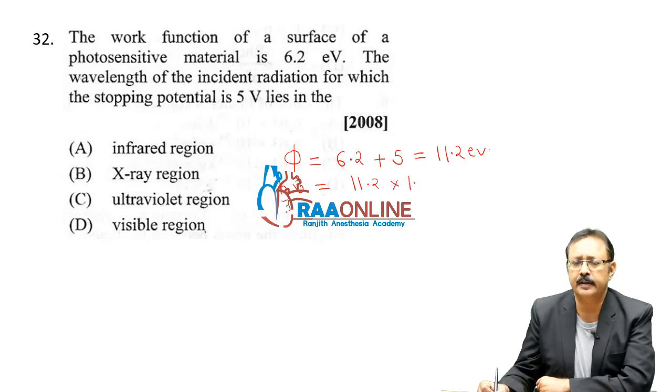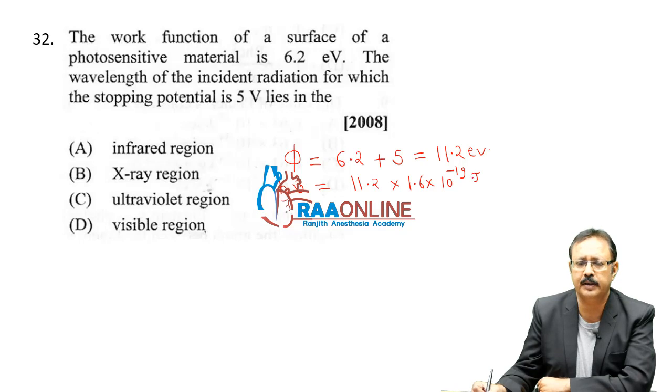First convert this into SI unit by putting the value of electronic charge. Now it is in joule. So frequency of this radiation is energy divided by h, where h means 6.63 into 10 to the power minus 34.